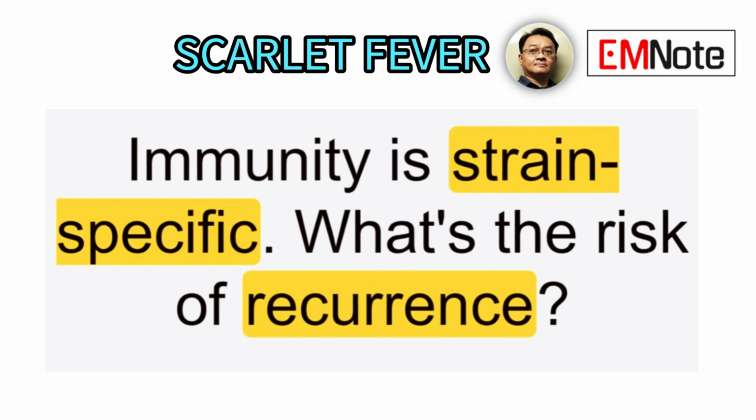I'll leave you with one final question to think about. We know that immunity to the exotoxin is strain-specific. So what does that imply about the potential for recurrence in a patient who's already had scarlet fever once? The answer is yes. Recurrence of scarlet fever is possible if an individual is exposed to new toxin-producing strains. This is because there is no lasting immunity since different strains of Streptococcus pyogenes produce varied erythrogenic exotoxins.